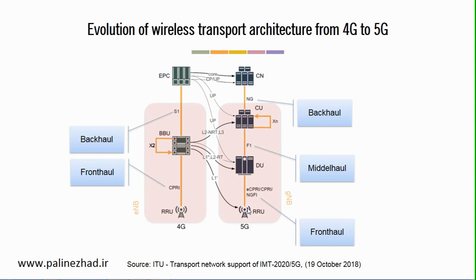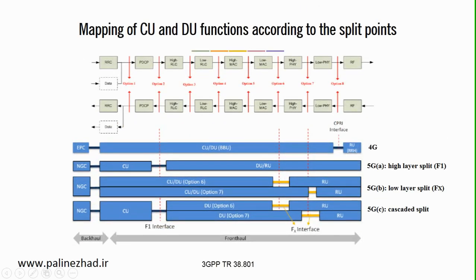Let's now take a deeper look at the split options which are considered by 3GPP and O-RAN SDOs in the next slide. In the upper diagram, we see both uplink and downlink directions and the RAN protocol stack from PDCP, RLC to the physical layer. Here, as you see, physical, MAC and RLC layers are divided into higher and lower parts, and based on the split point, the options are written here from option 1 to option 8.